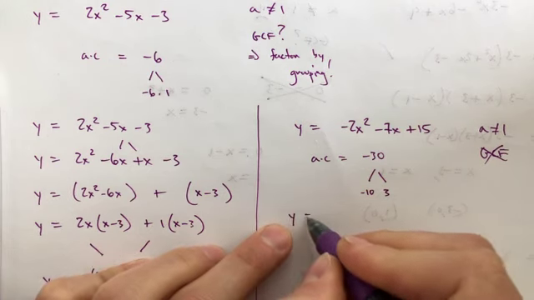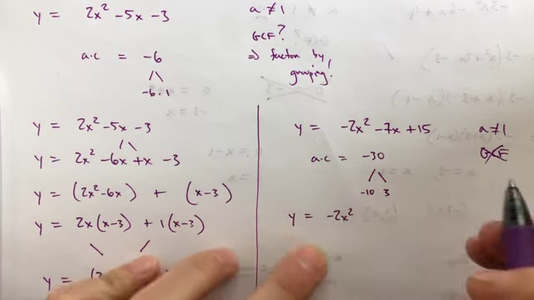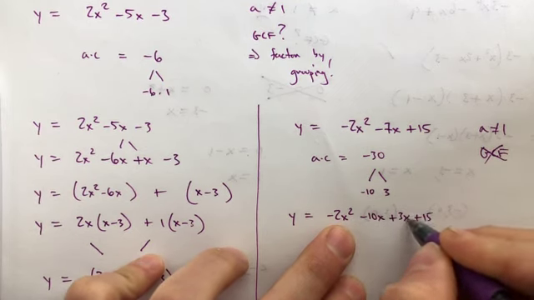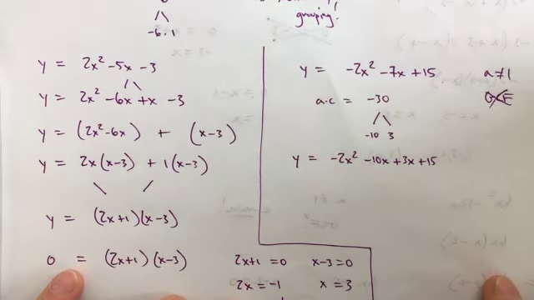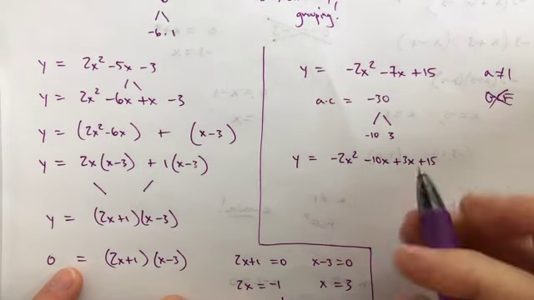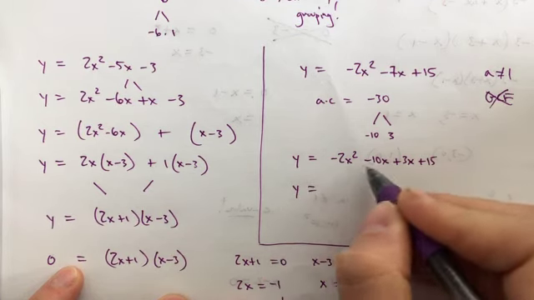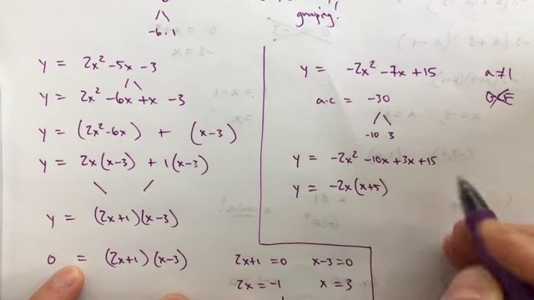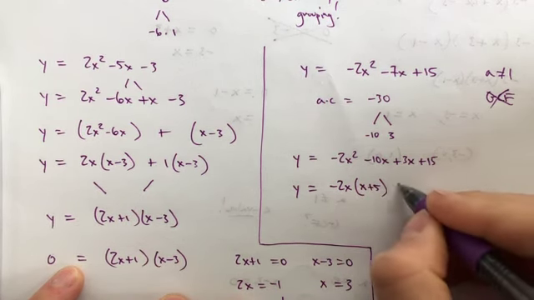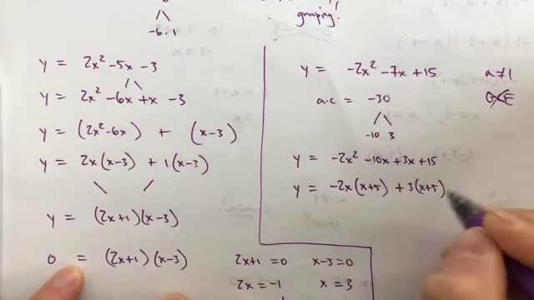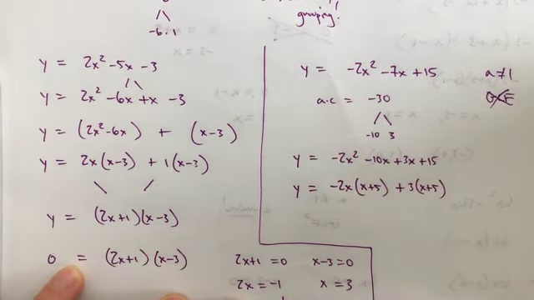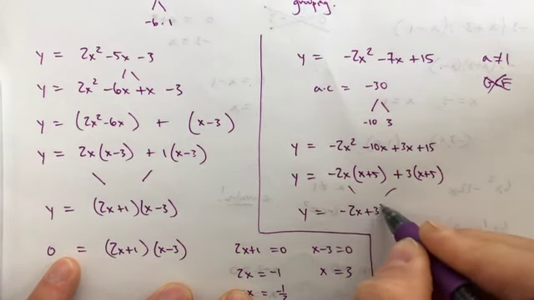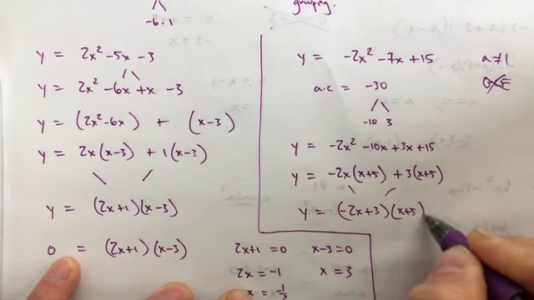So we'll rewrite our quadratic as y equals negative 2x squared minus 10x plus 3x plus 15. Then we'll group the first two, group the second two, and pull out a GCF. GCF of negative 2x squared minus 10x is negative 2x, and what's left is x plus 5. The greatest common factor of 3x plus 15 is 3, and what's left is x plus 5. These need to be the same thing in order for this to work. And now we can write it as y equals negative 2x plus 3 times x plus 5.